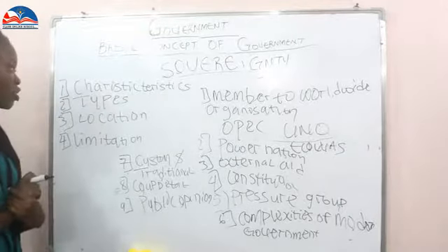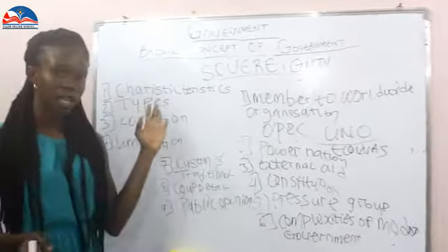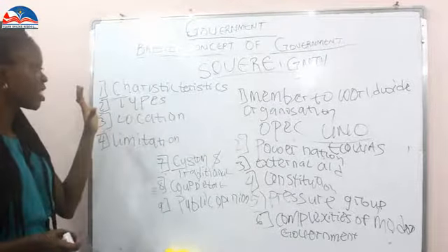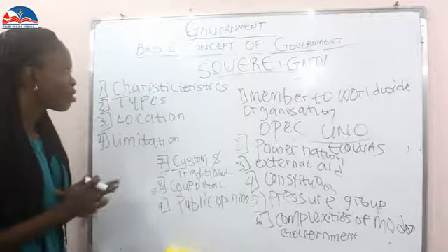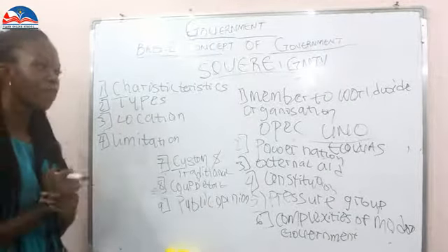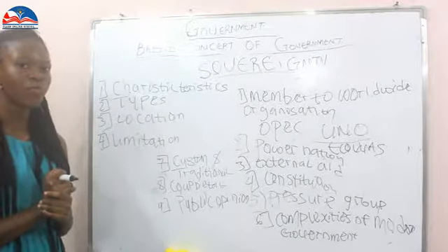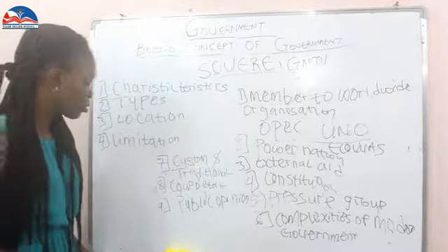Okay, so we're thoroughly done with sovereignty. We've looked at the characteristics, the types, the location of sovereignty, and I said the meaning as well, and we've listed them. So we're done with number 4 of the basic concepts of government. Now we're moving to number 5, political socialization and political culture.